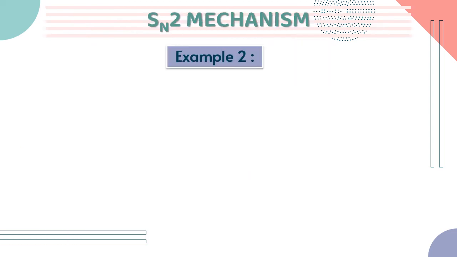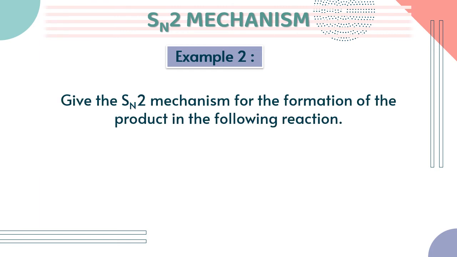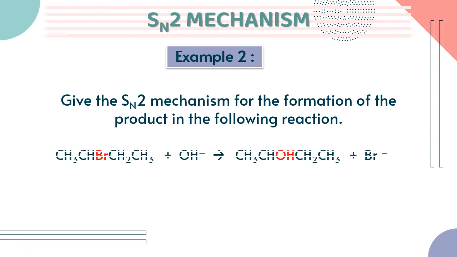Now, let's look at an example. Give the SN2 mechanism for the formation of the product in the following reaction. Okay, so here, if I redraw my haloalkane, there is a C-Br bond. This particular carbon is bonded to one hydrogen, and then it's bonded to a methyl group, and then it is bonded to another ethyl group here.